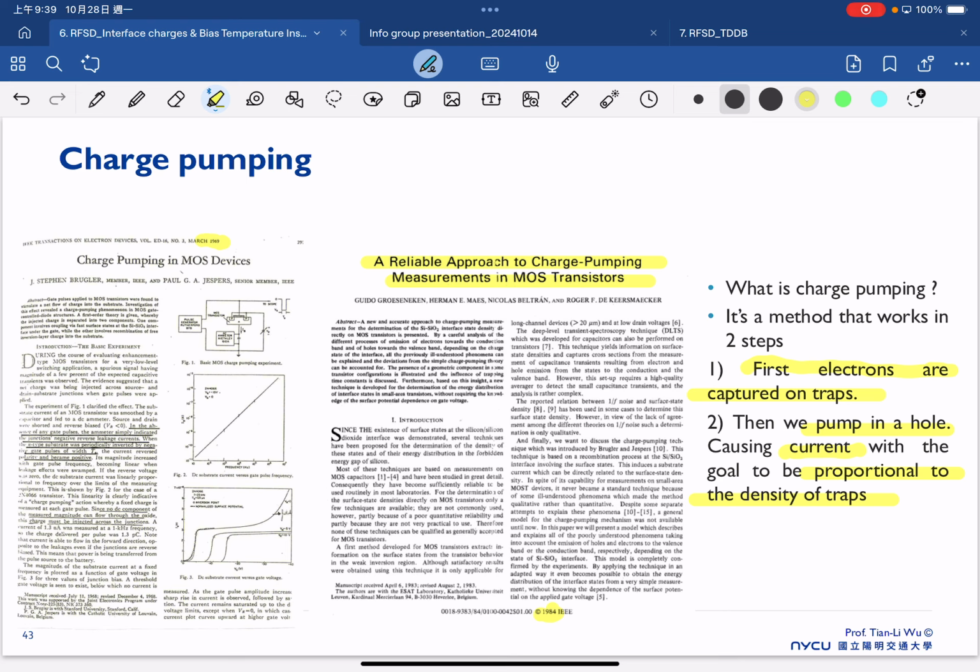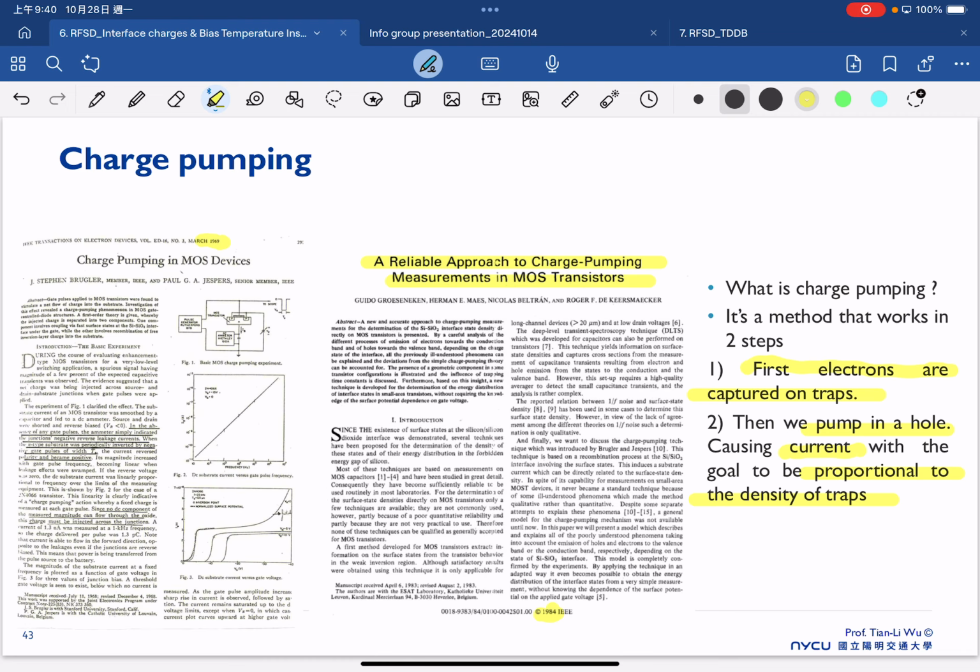Of course, we already know there are many traps, especially interface traps, in the MOS device. First of all, we let the device turn on. The electrons go through the interface, and we can observe the electrons being captured by the traps. In the second stage, we intentionally pump the holes. As you know, holes will recombine with electrons and in the end become the charge pumping current, which is proportional to our interface state.